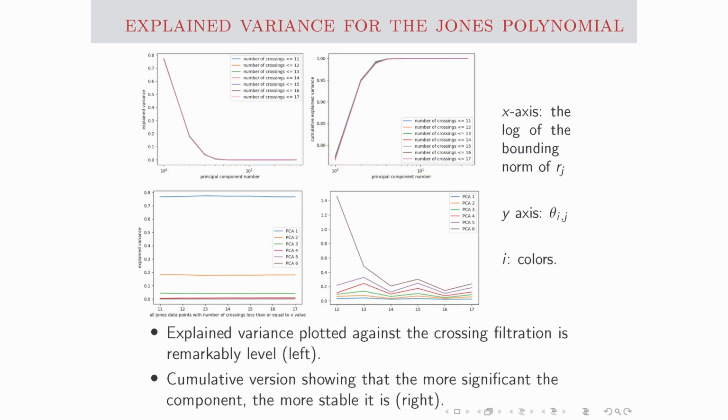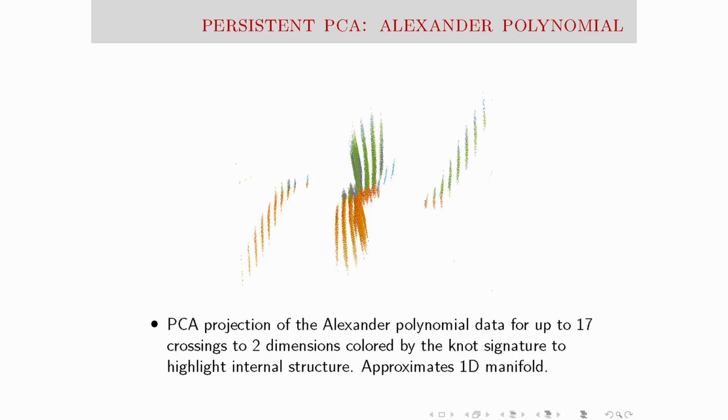If you look at the stability of the principal vectors, maybe in the interest of time I just focus on this one here. You can see that the first principal component is very stable, the second one less stable, the third one less stable. We actually understand why these bumps happen; it's for parity reasons. But for whatever unknown reason, it's a very good development that the more significant the component, the more stable it is across this crossing filtration. Okay, so this is for the Jones polynomial. If you look at the Alexander polynomial, this is a two-dimensional projection. Actually, one dimension explains 98% or 99% of the variance. So somehow the idea is that the Alexander polynomial is one-dimensional.